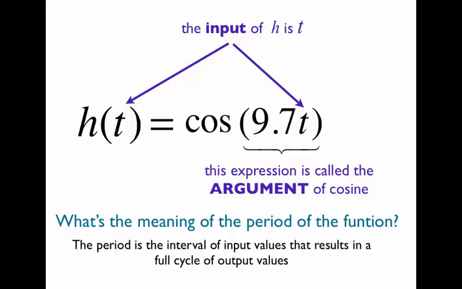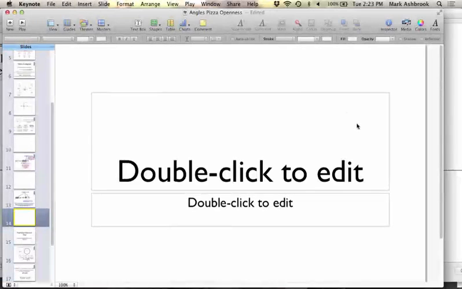So in this case, what was the unit on the period? Seconds, because the input value was time in seconds, time in seconds since we started twirling. Now, to find that value, we use the argument. But the period itself is directly related to the input. It's the interval of input that gives us a full cycle of output. Make sense? Okay, let's practice.